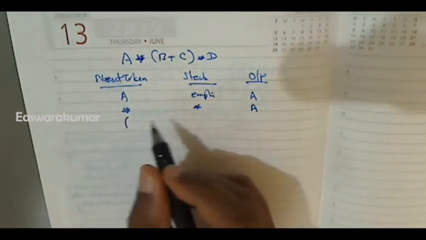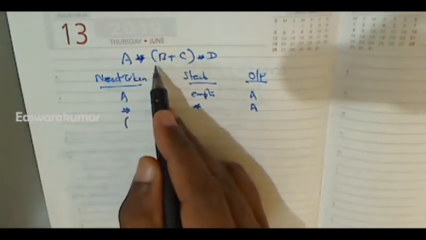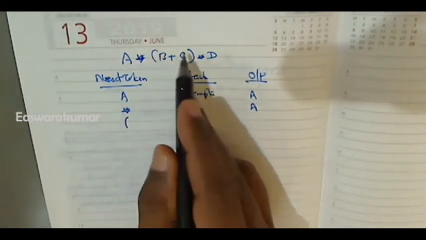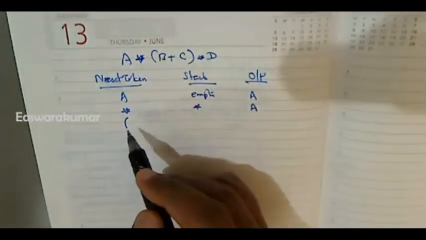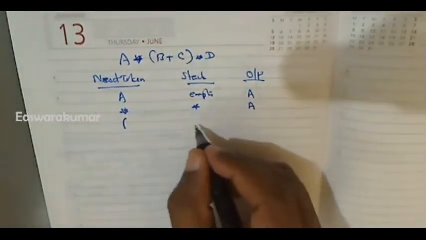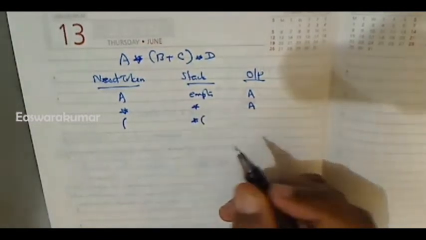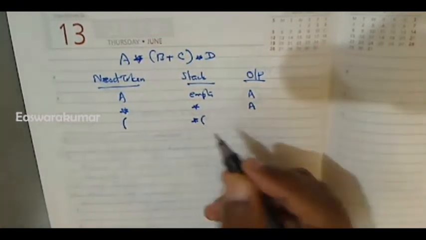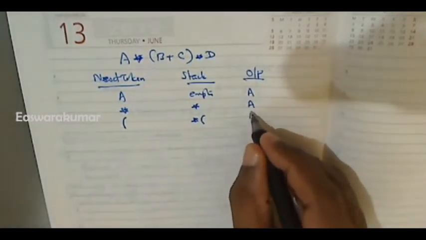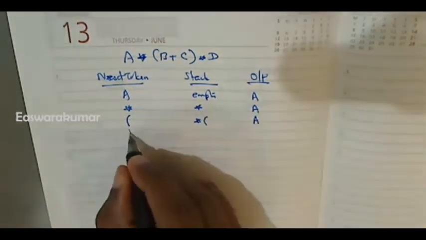The left parenthesis is a new symbol, apart from operator and operand, because in the last example this parenthesis was not there. Now we are considering the parenthesis also. So whenever the left parenthesis comes, that should also be inserted into the stack. Remember, whenever left parenthesis comes, it should be inserted in the stack, and in the output there is no change. So A is there. Next one is B.